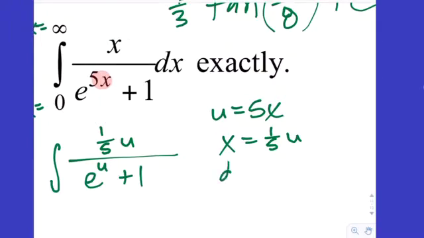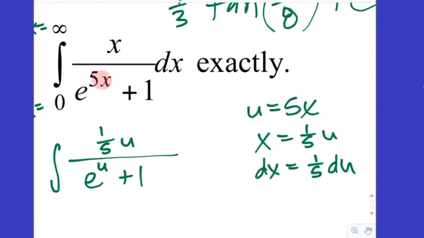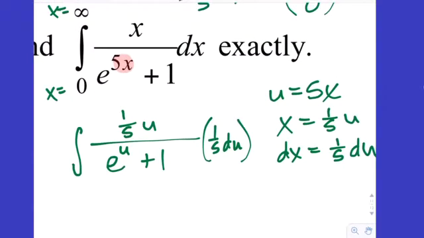So I can put that in the top, 1/5 u. And now I need dx, so let me go ahead and take the derivative of both sides using differential form, and I get 1/5 du. Let me scoot this stuff over. So dx now is a replacement of 1/5 du. So I replaced them in the same space.